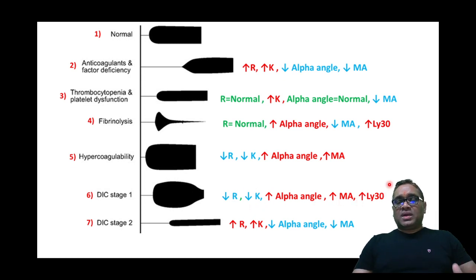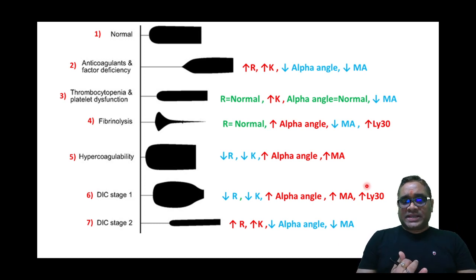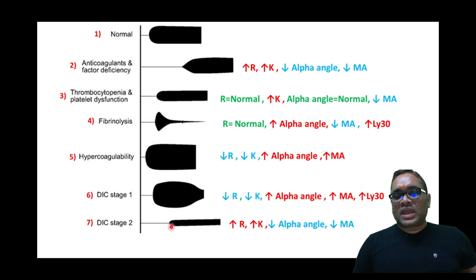But what will happen with the progress of the DIC? When it is going on, all the clot factors will be consumed in the later stage. All the clot factors will be consumed, all the platelets will be consumed. So what will happen? Can you see? R time has been prolonged. R time, K time has been prolonged. Platelets have been consumed. So what will happen to the maximum amplitude? Maximum amplitude is also decreased, right? Because fibrinogen is decreased, the alpha angle will also be decreased.